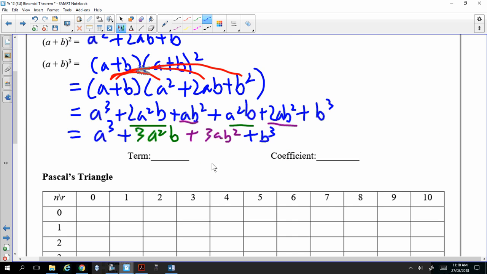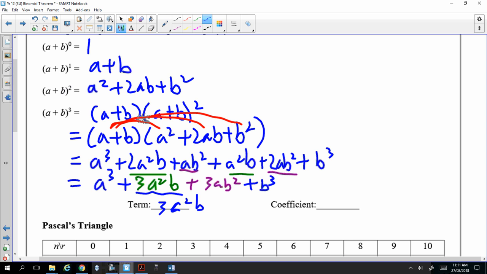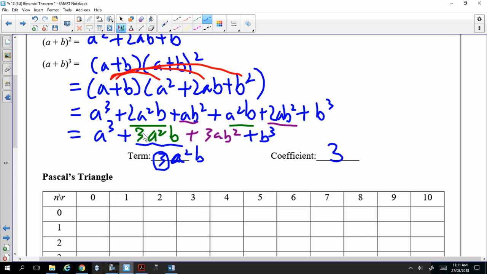So please see that. Now, what's a term? For example, this is a term, 3a squared b. The coefficient of the term is the number in front, which is 3. Okay? In this case, there are 4 terms here.